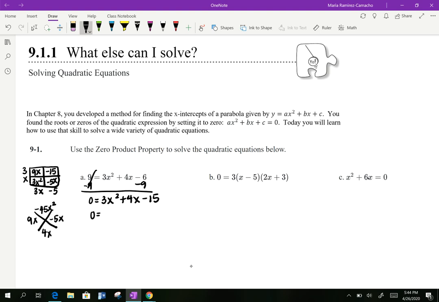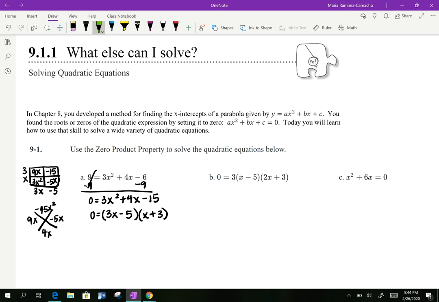So you can rewrite 3x squared plus 4x minus 15 as the length and the width of the rectangle that we found. If you are wondering whether the order matters here, it does not. You can put x plus 3 first and then 3x minus 5. It doesn't change anything. Okay, now let's use the zero product property, ZPP.